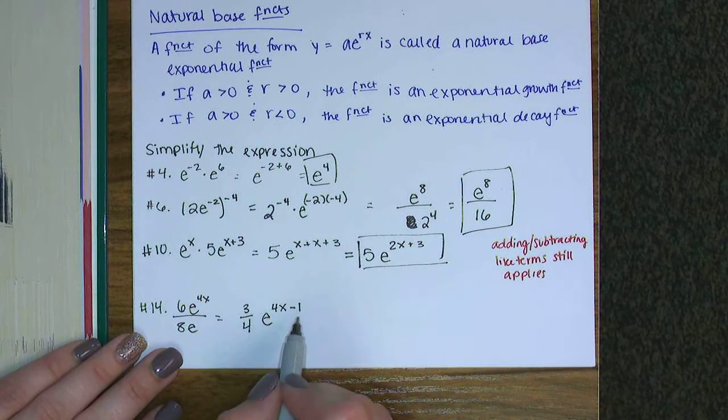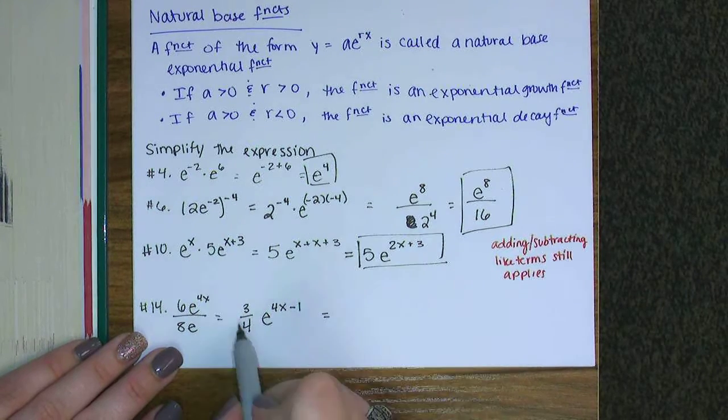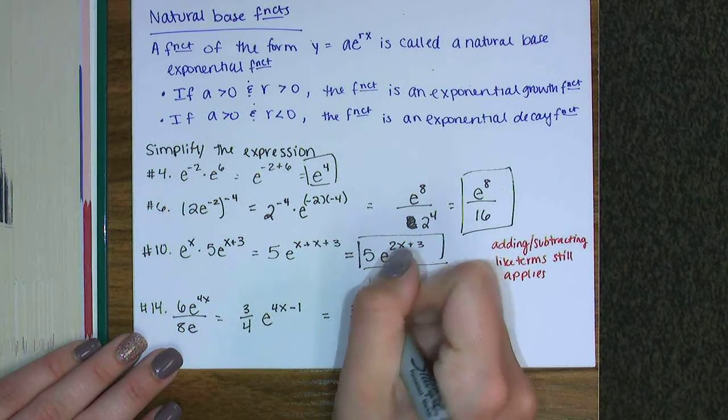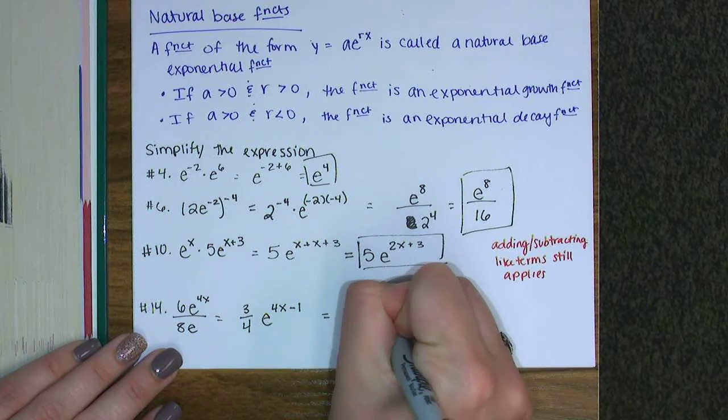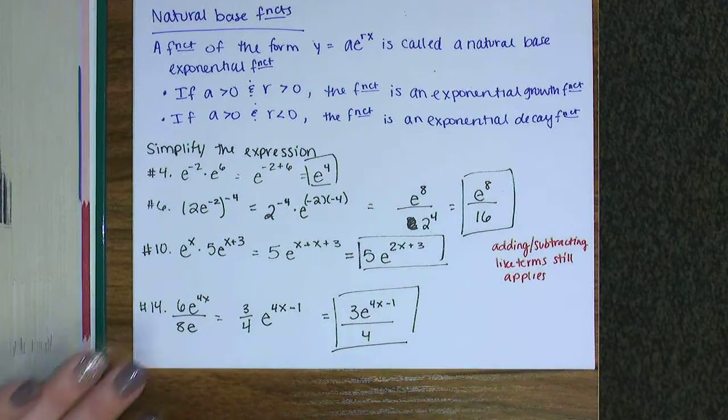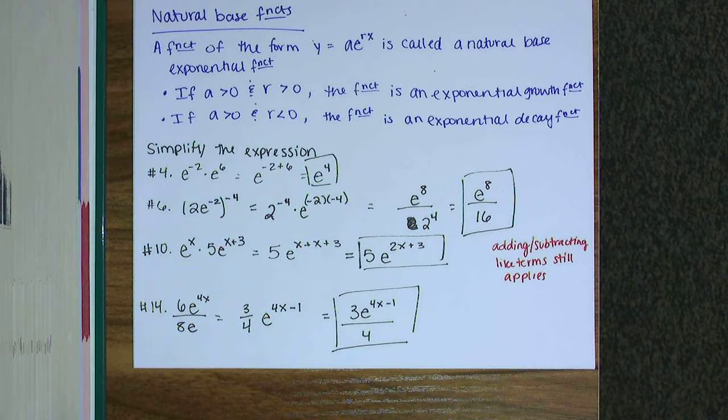So now, to officially write it, I would be fine if you left it this way, but the book is going to write it this way: 3e to the 4x minus 1, all over 4. So hopefully that makes sense.